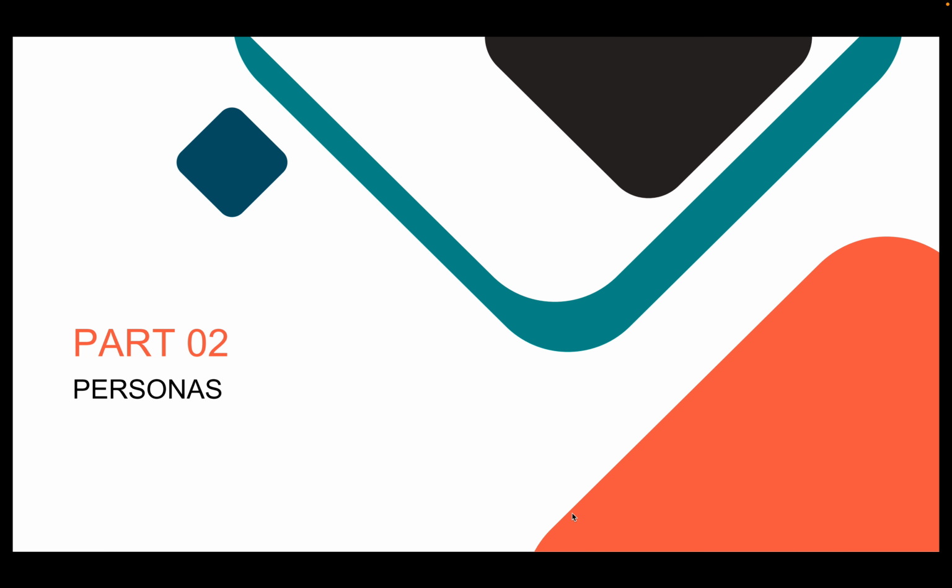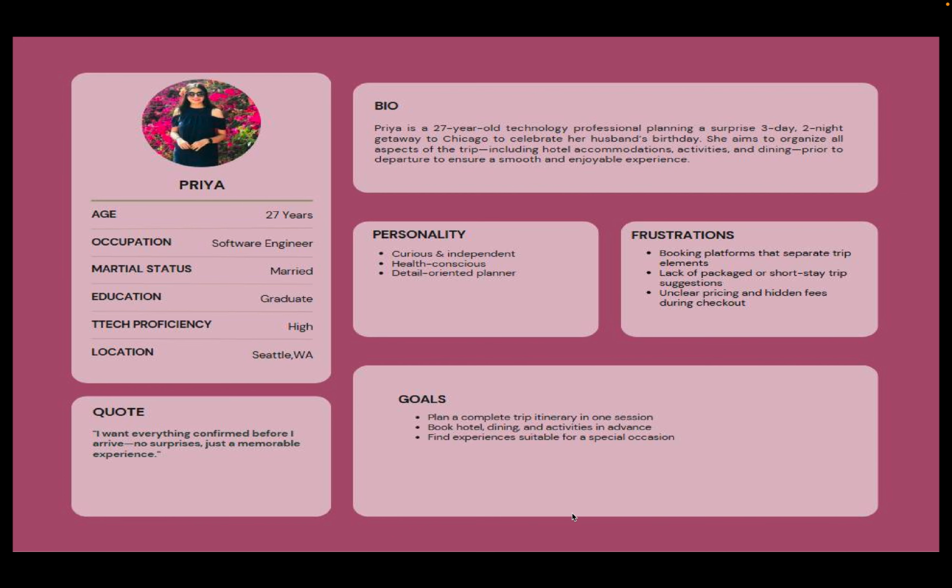For part 2, these are the personas for our project. Priya is 27 years old, married, and a software engineer, and she wants to travel to Chicago. She also wants to plan a birthday trip for her husband, for about 3 to 4 days.